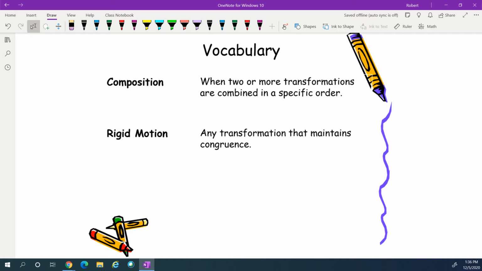And the definition of a rigid motion, something that we've talked about before. A rigid motion is anything that does not affect congruence. So a translation, a rotation, and a reflection are rigid. They do not affect congruence. A dilation does. And that's something that we've talked about in the past.